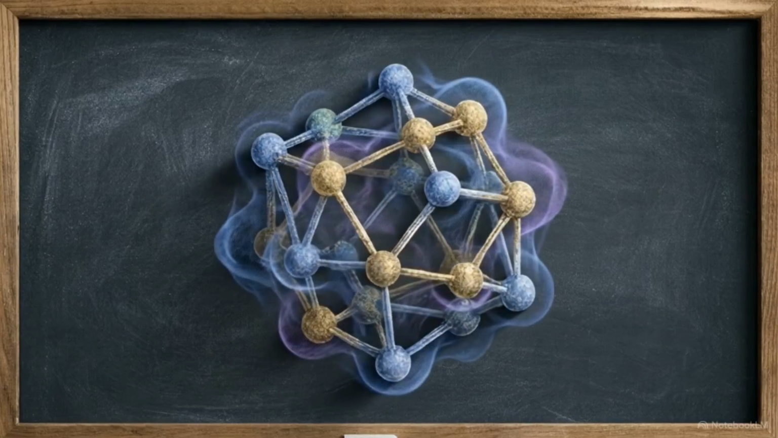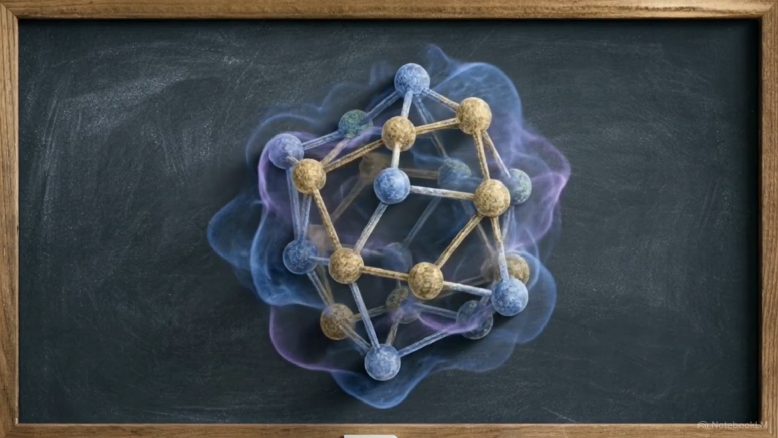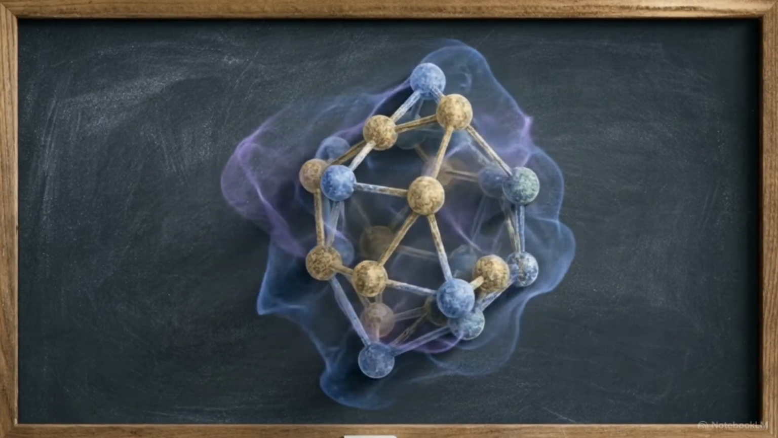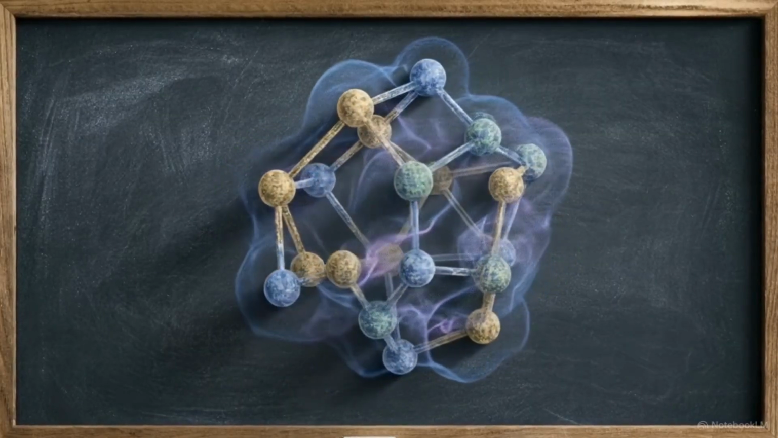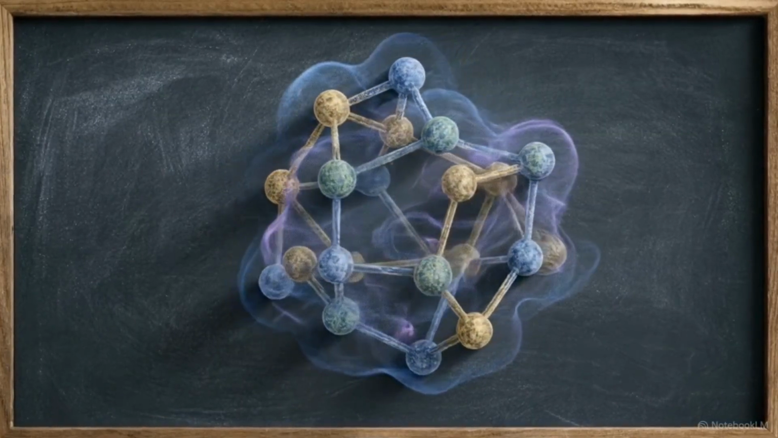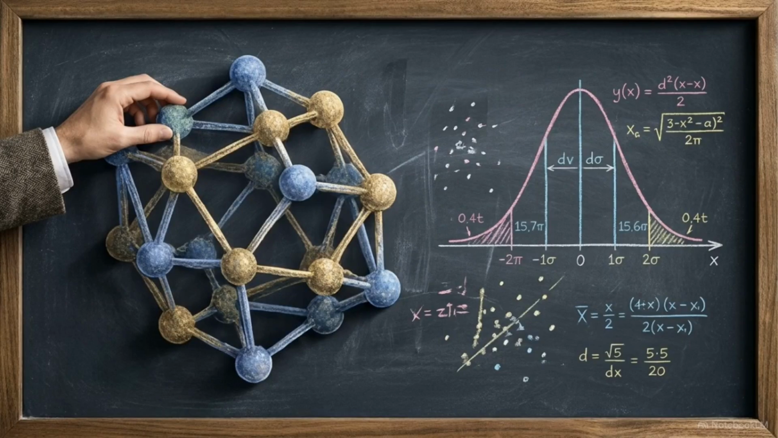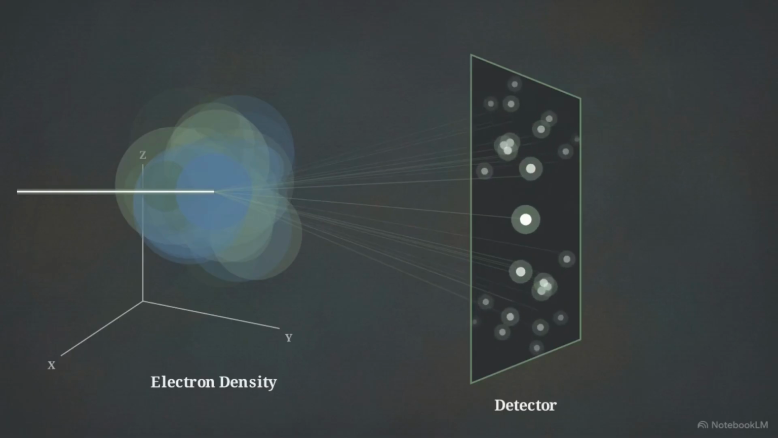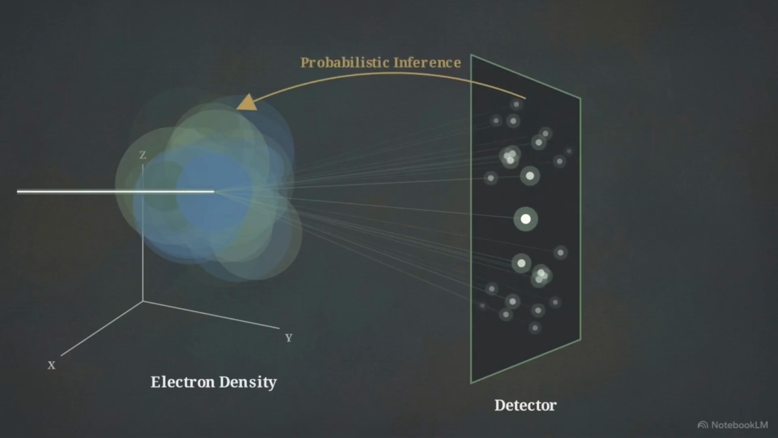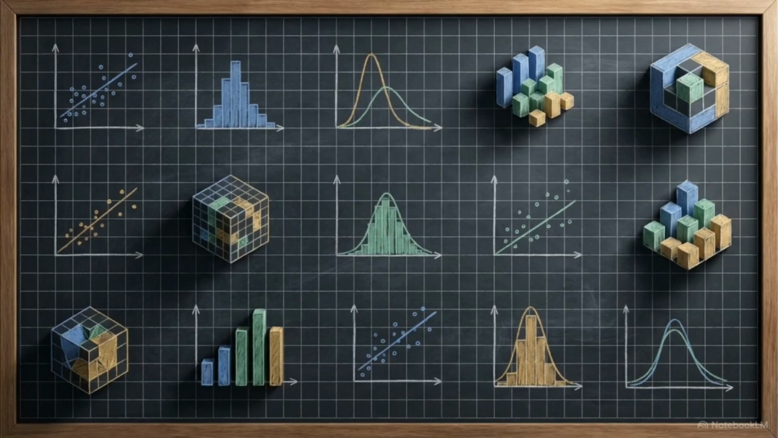A solved protein structure is a constrained mathematical hypothesis, a calculation of the most probable arrangement of atoms based on a specific set of diffraction data. X-ray crystallography is an exercise in probabilistic inference. The atomic coordinates we rely on are derived entirely from the probability that a specific electron density distribution caused a specific pattern of scattered light. Every phase of this process is governed by distinct statistical distributions.